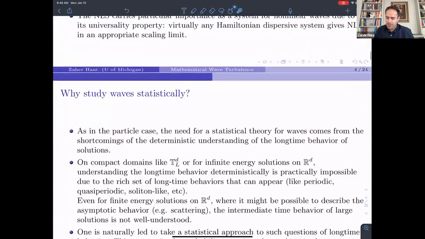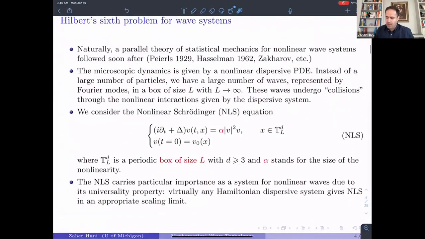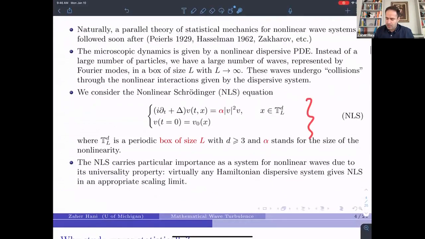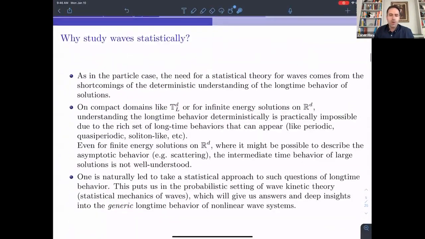For example, if you think of this equation over here, and you pose it on R^d, this is the cubic NLS on R^d, and for example on R^3, we know that the solutions, even large solutions, we understand their asymptotic behavior. We know that they scatter as t goes to infinity. They approach a linear solution as t goes to infinity.